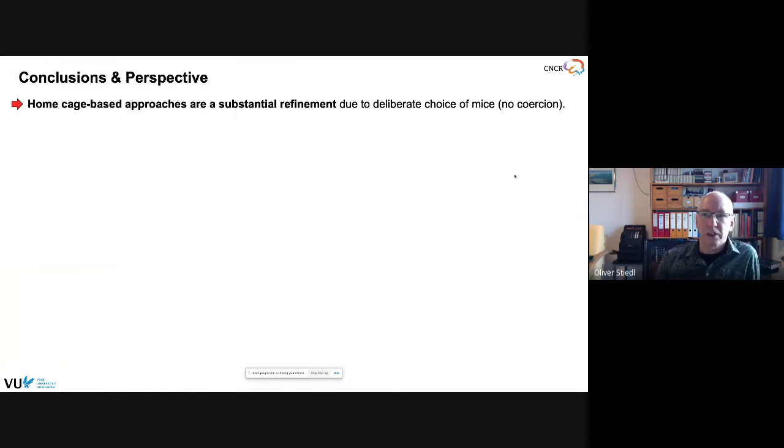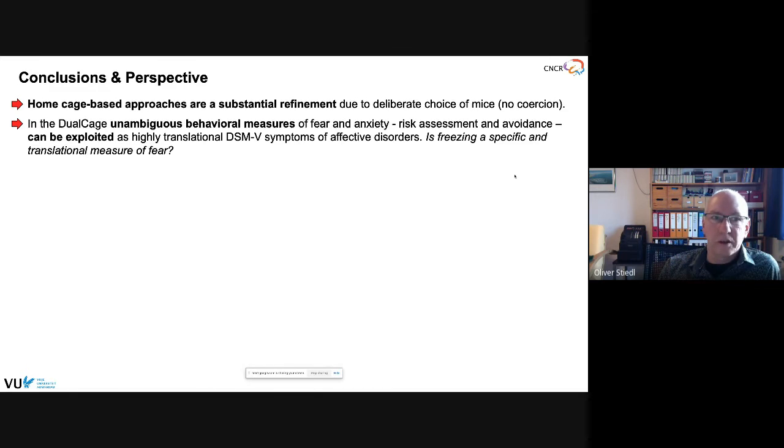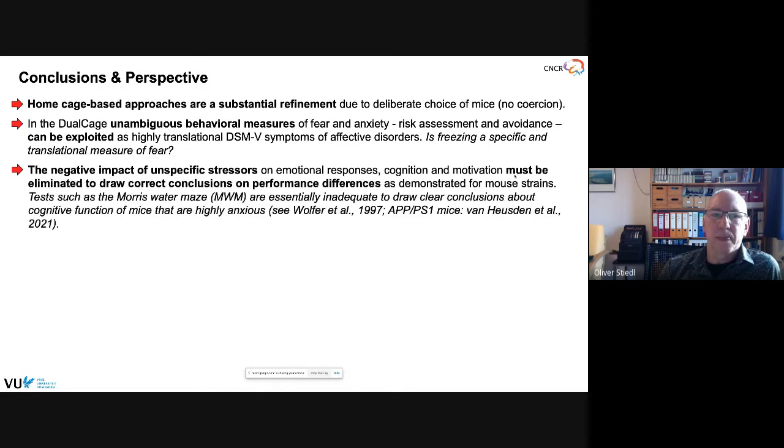So my conclusion is now that we have home cage-based approaches that are a substantial refinement of behavioral phenotyping. We can use unambiguous behavioral measures, particularly avoidance, which is very useful because that is part of the DSM-4 criteria, and freezing is not really useful in this case. We can show the impact of negative stressors on emotional responses because we have contradictory results. There's a nice paper from David Wolfer and Hans-Peter Lipp from 1997 showing this already, but drawing the wrong conclusion.